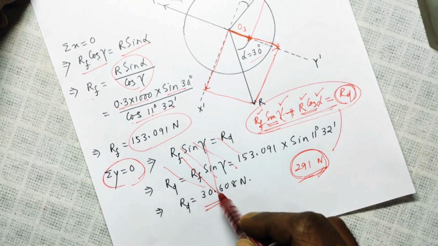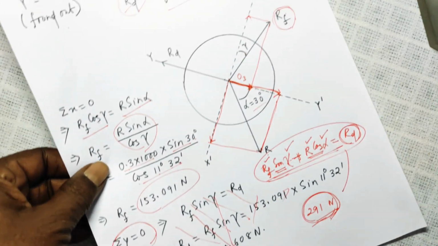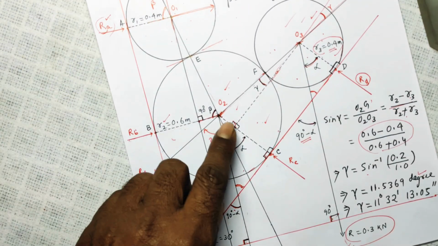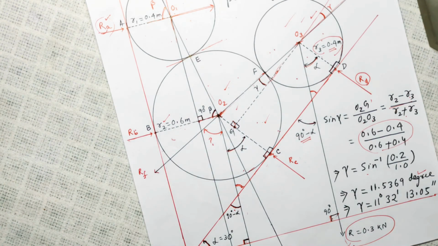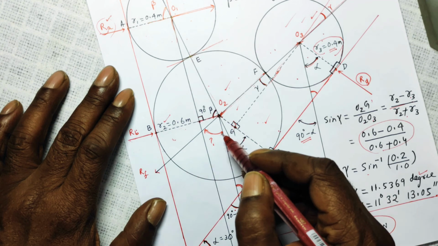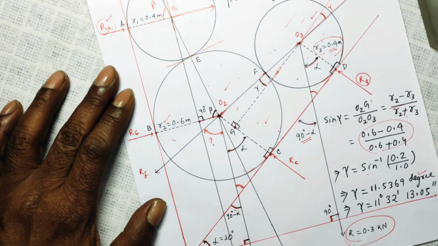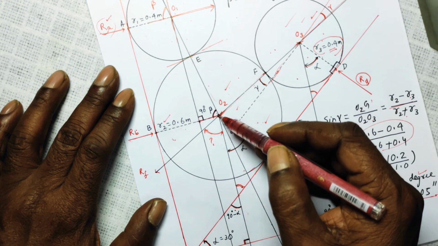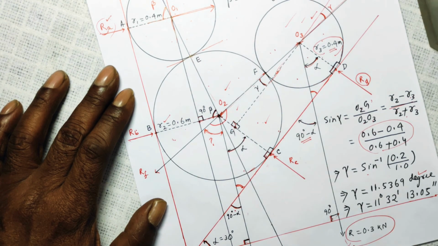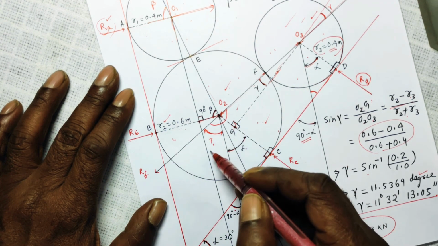Don't look at this part. Now we are finally left with the point O2. We have to apply the free body diagram at point O2. So I have to find out this angle. Now look, interesting. At this point, this total angle is 180 degree. This angle we don't know. Let it be theta.